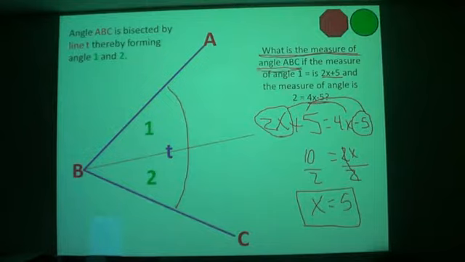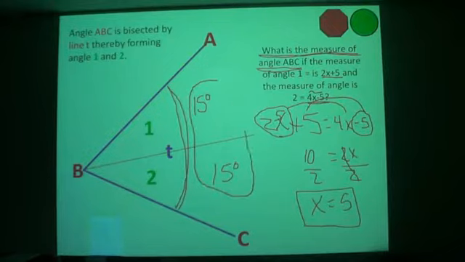So, I come back in here and I plug in what I know. 2x, 2 times 5 is 10, plus 5 is 15. That means this is 15 degrees. And if I look at 4x minus 5, 4 times 5 is 20, minus 5 is 15. This is likewise 15. It checks. The question was, what's this measurement right here? And the answer is going to be 30 degrees. So if you got 30 degrees, you're doing it right.